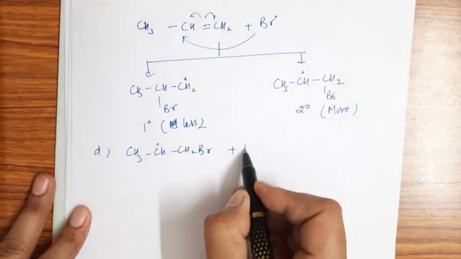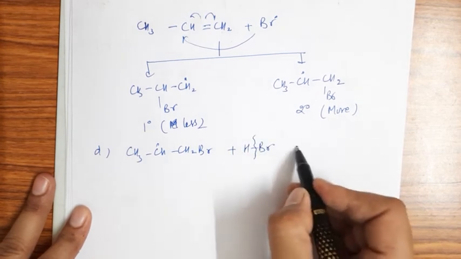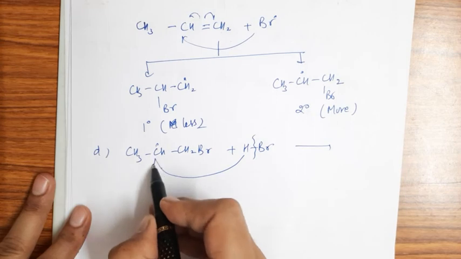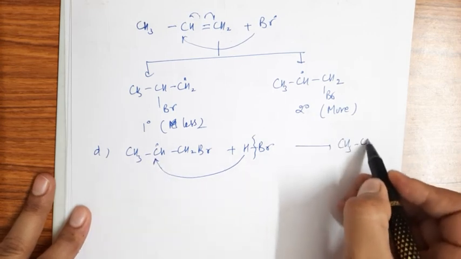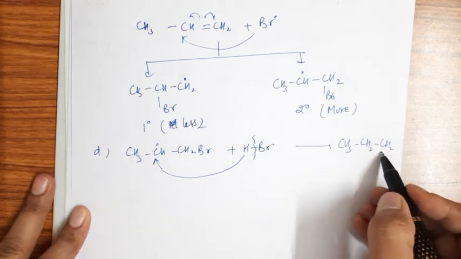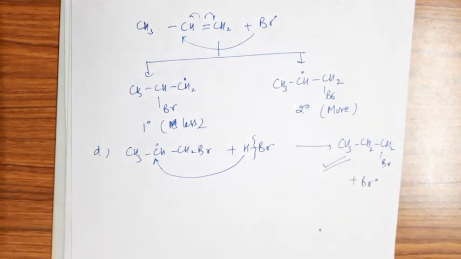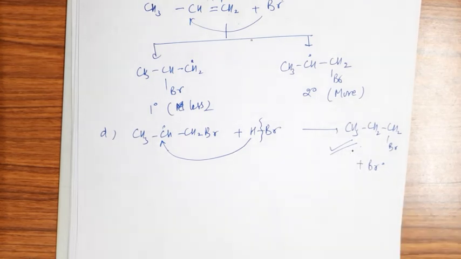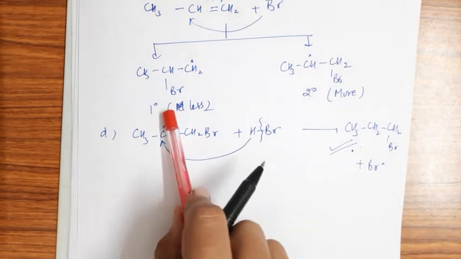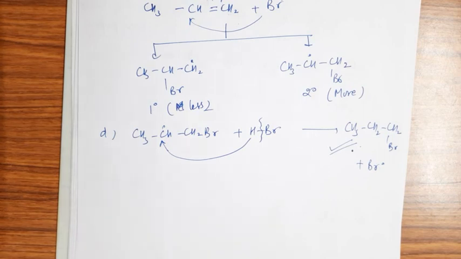So now the last step, CH3CHCH2Br, when treated with HBr, again it's homolytic cleavage, then hydrogen attaches to this, giving CH3CH2CH2Br, and the Br free radical is released. So this is the major product, and the other one, which is formed through the 1 degree free radical, will be the minor product. So in this way, the anti-Markovnikov rule takes place with the addition of HBr in presence of peroxides.